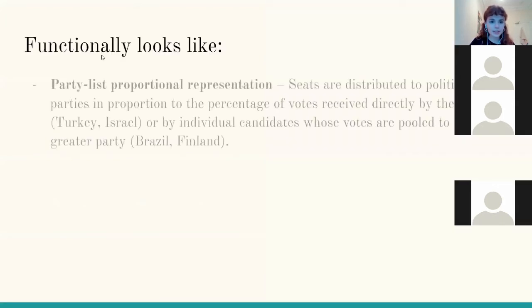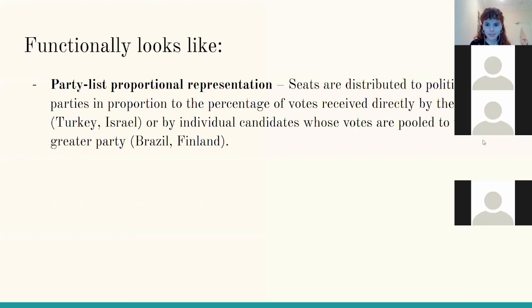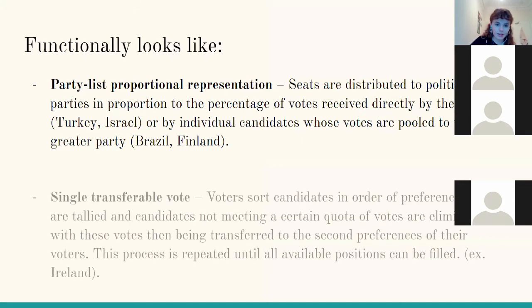So what this practically looks like then is things like party list proportional representation. This is where seats are distributed to parties in proportion to the percentage of votes they receive directly by the party, examples of this being Turkey or Israel, or by individual candidates whose votes are pooled to the greater party. Brazil or Finland are examples of this.